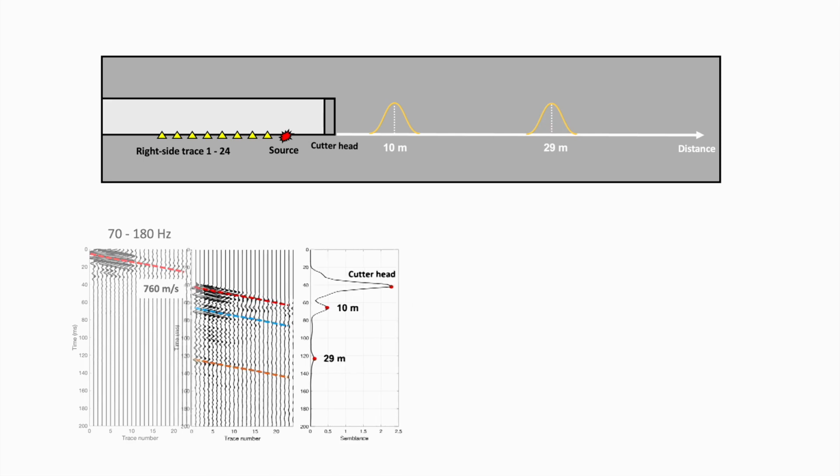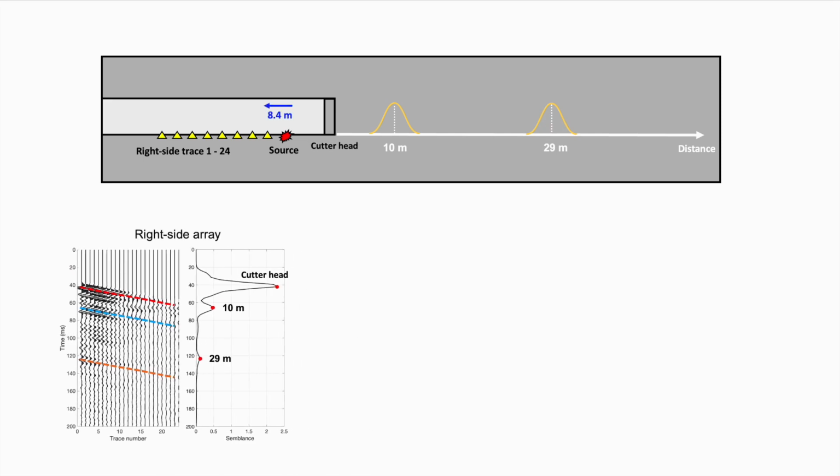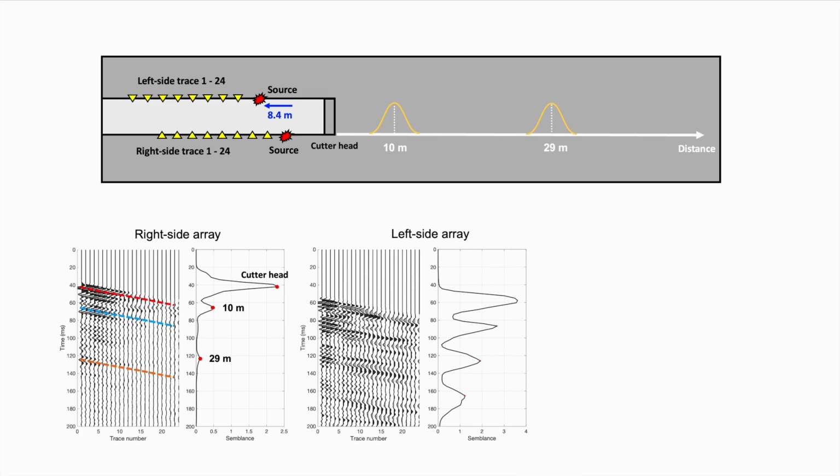Data can also be collected from the left-hand side wall of the tunnel. Due to the space limitations within the tunnel, the left-hand side array is positioned 8.4 meters behind the right-hand side array. The figure displays the left-hand side data filtered using the same frequency band as the right-hand side data. In the semblance curve, the fourth peak could again come from the TBM cutter head.